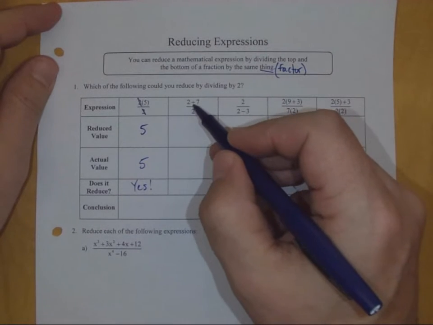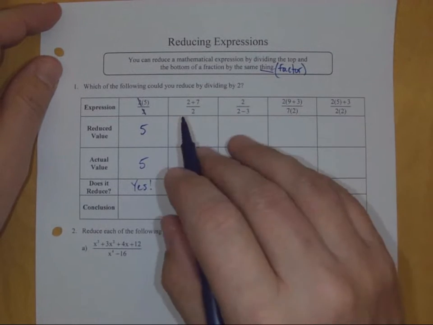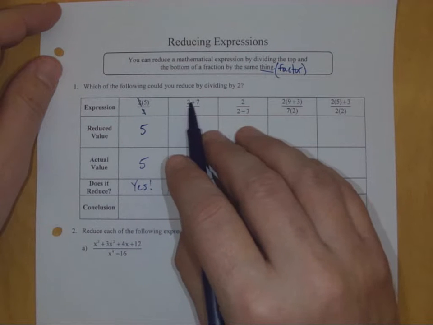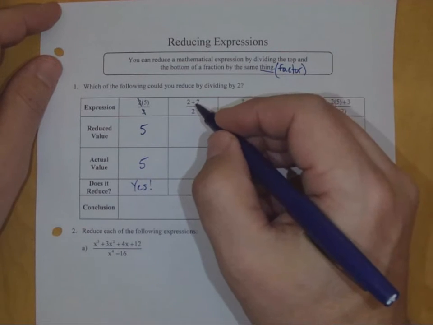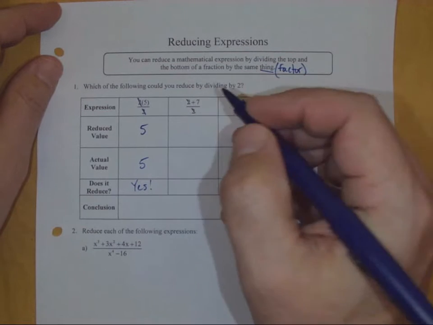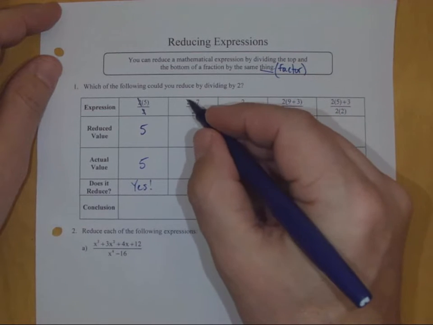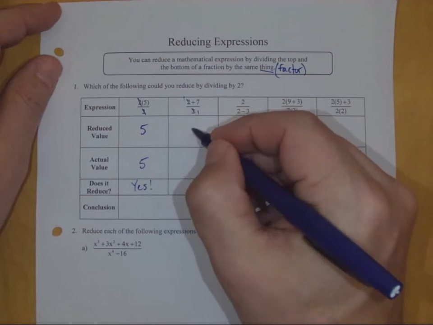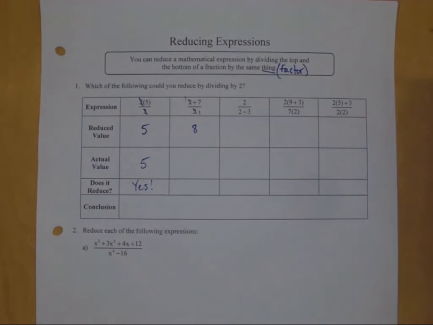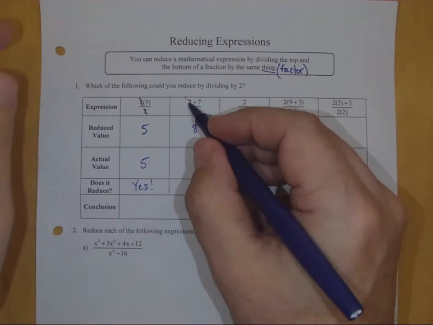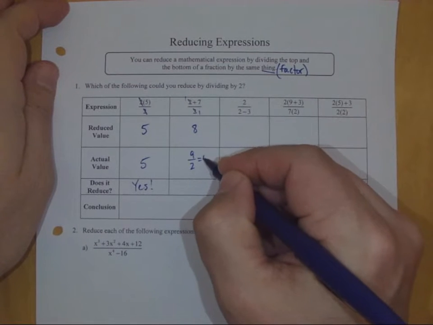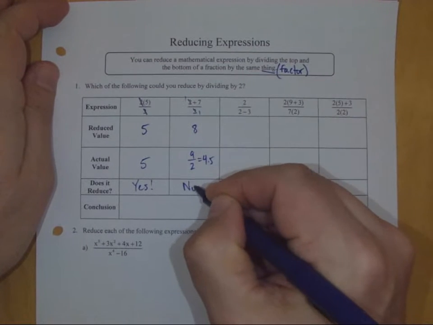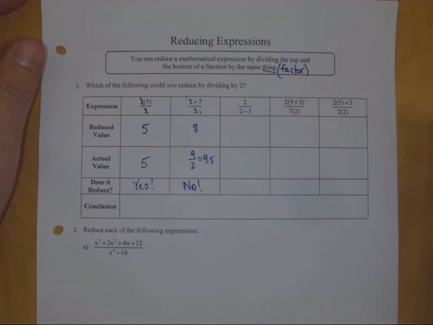Second expression, 2 plus 7 divided by 2. Well, 2 is not technically a factor on the top. It's being added with 7. And so if I tried to cancel the 2's, the answer would be 1 plus 7, which is 8. But what's the actual value? 7 plus 2 is 9 divided by 2, or 4.5. So no, that does not work at all.